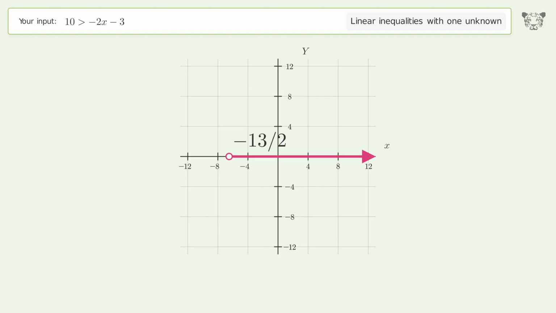And so the final result is x greater than negative 13 over 2 greater than negative 61 over 2.